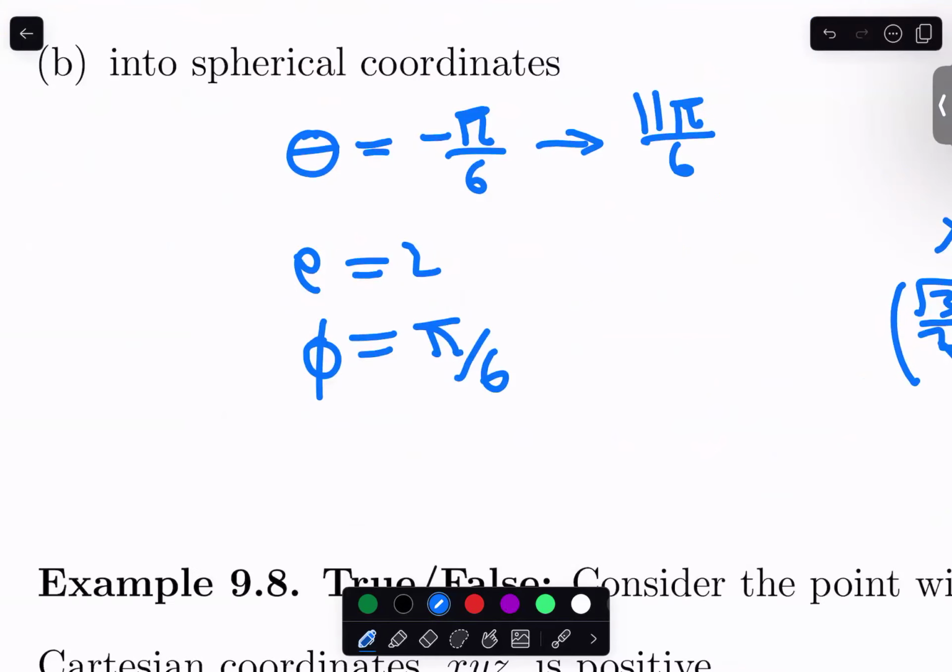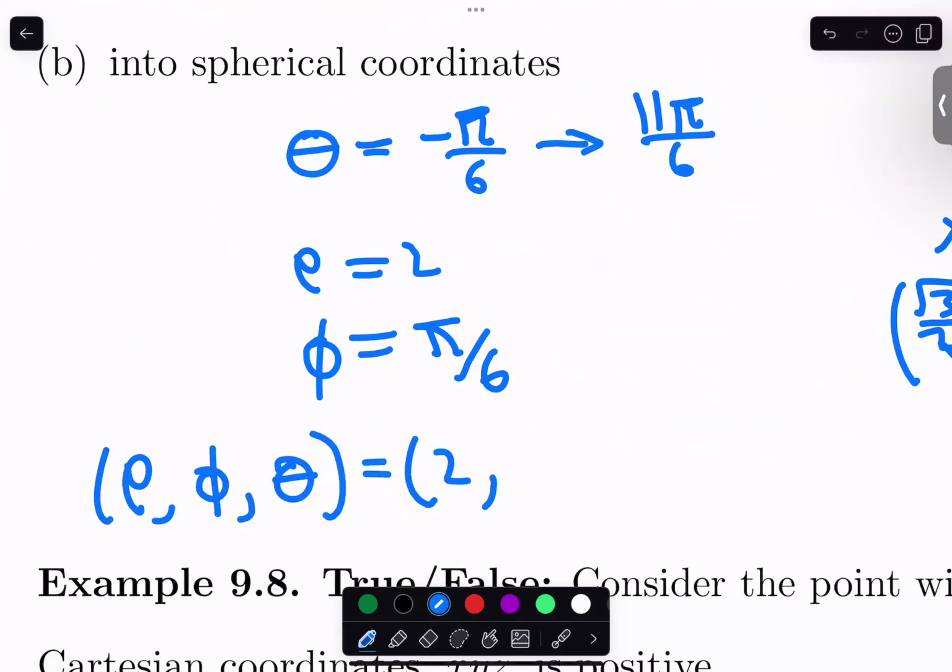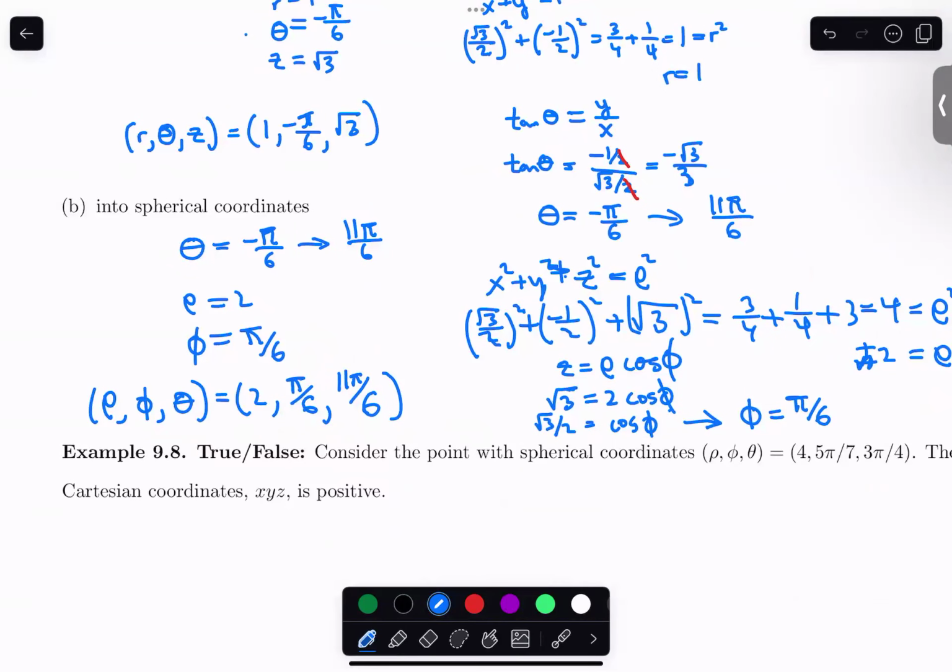And if you wanted to put this as an ordered triplet, we could do rho, phi, theta is equal to 2, pi over 6, and 11 pi over 6. All right, a little bit of work, but not too bad. Yes. Theta, not rho theta phi.